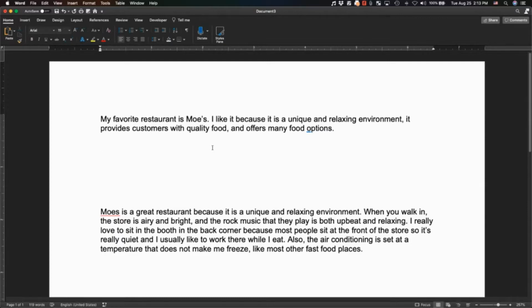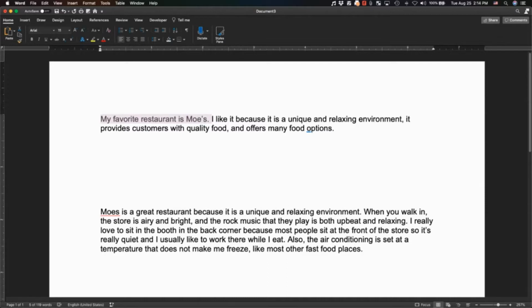Okay, so the first thing I'm going to do is cut out this first sentence. The reason for that is, my favorite restaurant is Moe's, sure, but our thesis statement for this assignment should be only one sentence long. So I need to figure out how to combine these two sentences to clearly identify that my favorite restaurant is Moe's and I like it for these reasons.